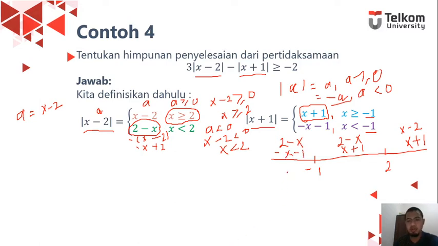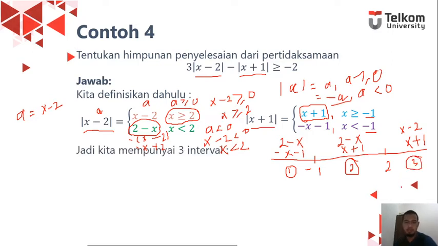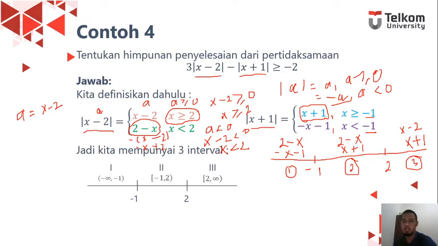So we have three areas: the first area, second area, and third area. In the first area we change the absolute value of x minus 2 to become 2 minus x, and we change x plus 1 to become minus x minus 1. In the middle we change this one to 2 minus x, and for the x plus 1 we change it to this one. And in the third area we change x minus 2 here and also x plus 1 here.